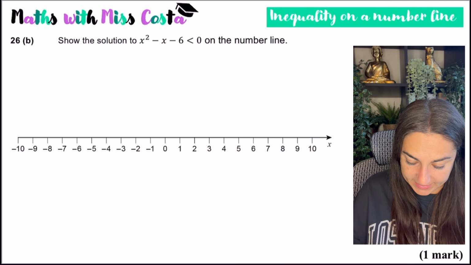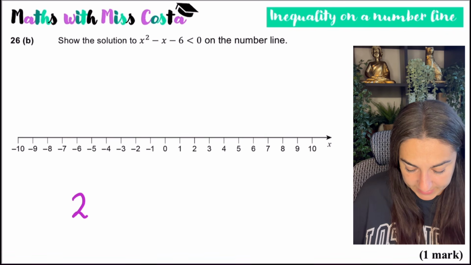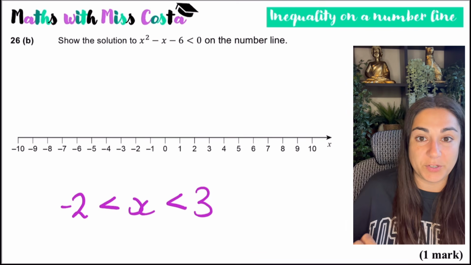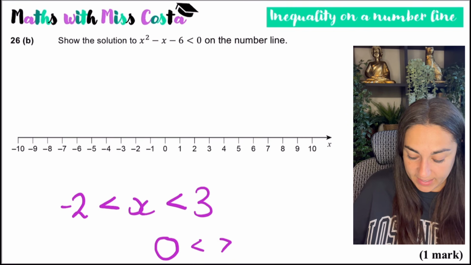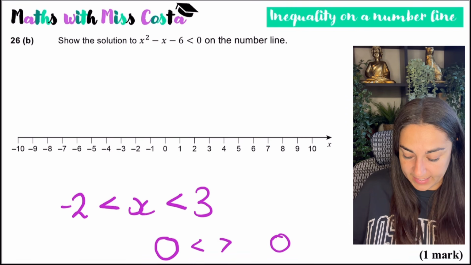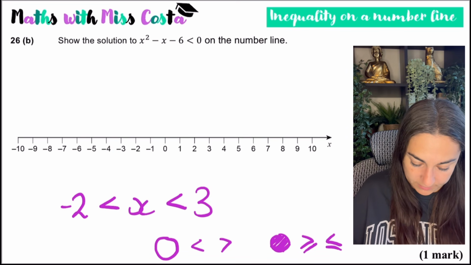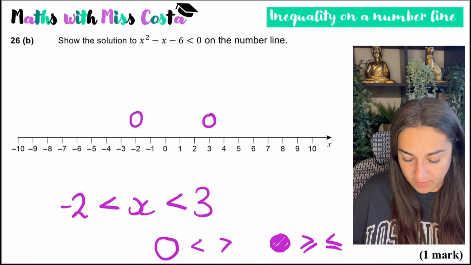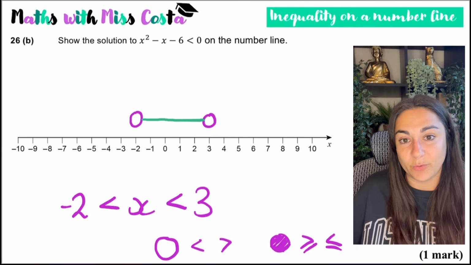The next part says show the solution 2x squared minus x minus 6 is less than 0. So I know that minus 2 is less than x, which is less than 3. So with inequalities, when you're drawing them on a number line, it's going to be a blank dot if it's less than or greater than, and it's going to be a coloured in dot if it could be equal to that amount. So I put a dot above -2 and one above 3. And then I join them together. I don't know why I did it different colours. And that is all you do for that inequality.